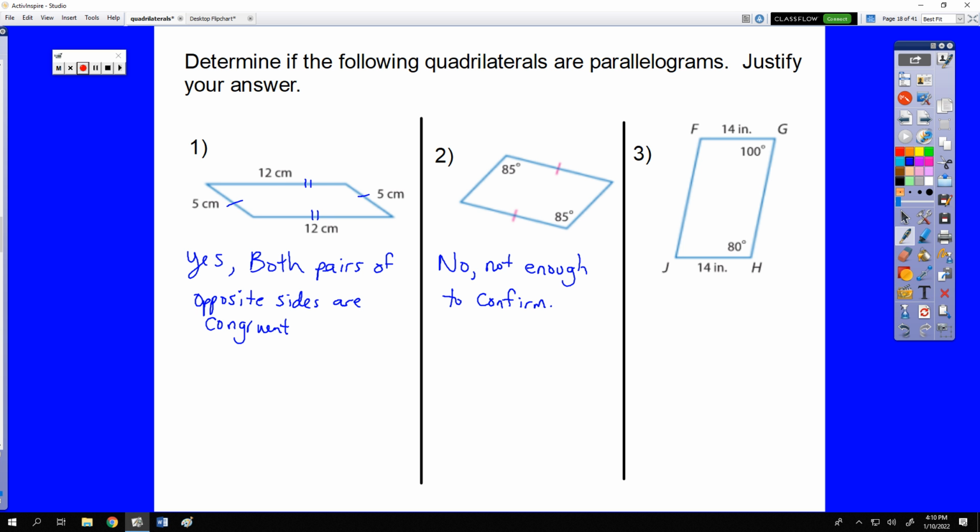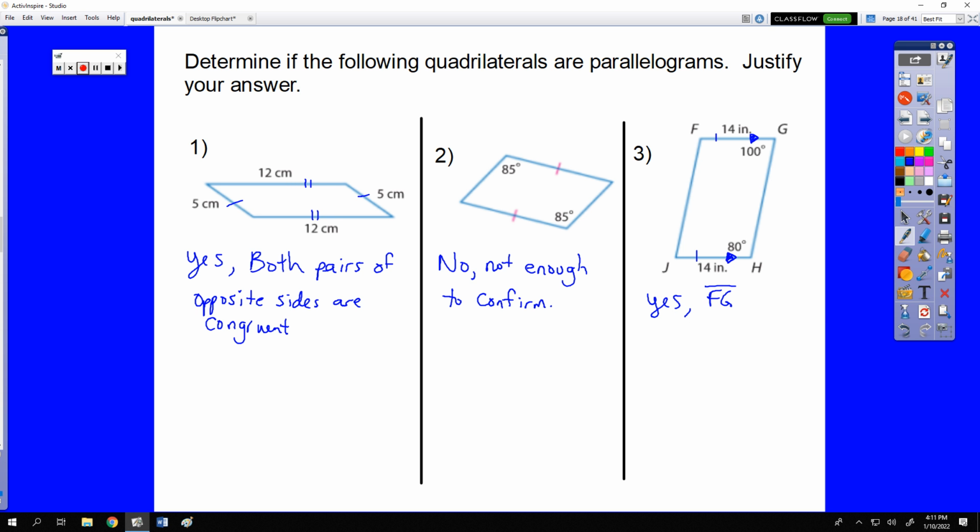Finally, on number 3 here, we have enough to state that FG and JH are both 14 inches, that's congruent. We also have enough to state that they have to be parallel as well, because if angle H is 80 degrees and angle G is 100 degrees, then the converse of the consecutive interior angle theorem would guarantee that FG and JH are parallel. That converse says that if a pair of consecutive interior angles like G and H adds up to 180 degrees, the lines being transversed, which would be FG and JH, have to be parallel. So this would be a yes.